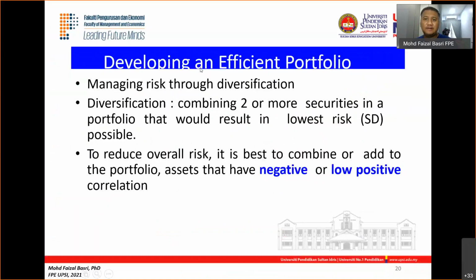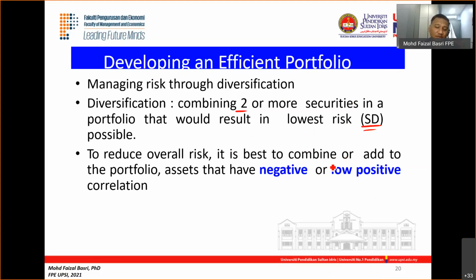So the rest of the topic is actually to summarize. Like I said, why we want to develop an efficient portfolio is because we want to manage our risks via diversification. So based on the exercise just now, we combine two, the minimum, which is 2 investments. And the result shows we managed to lower the risk, which is the standard deviation, by a certain percentage.